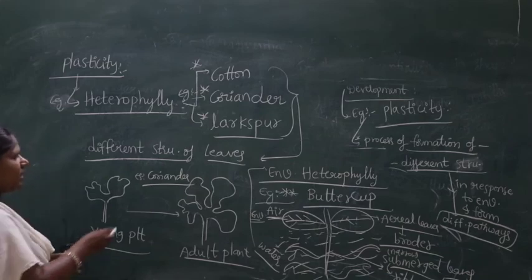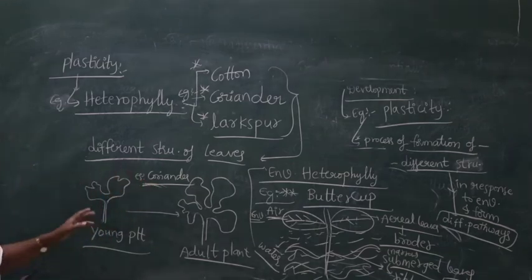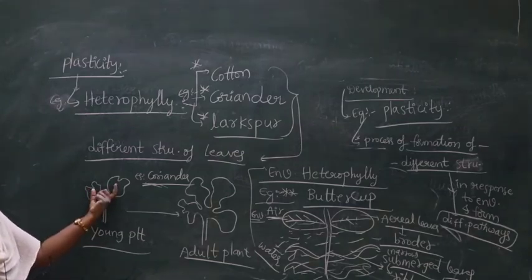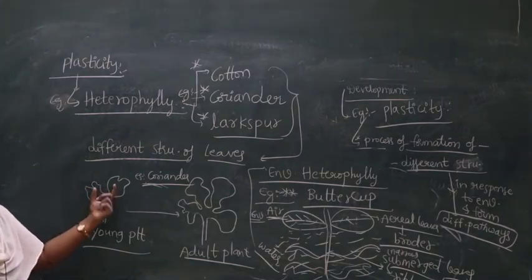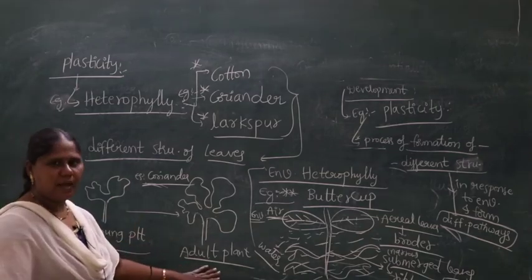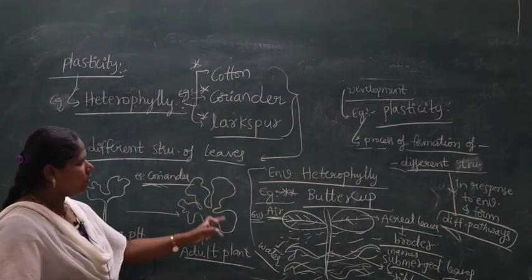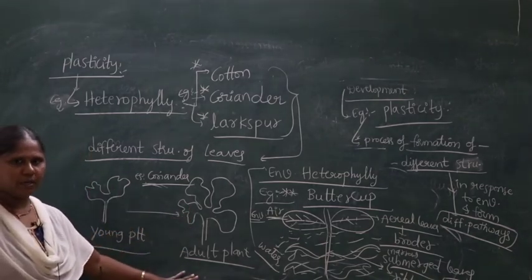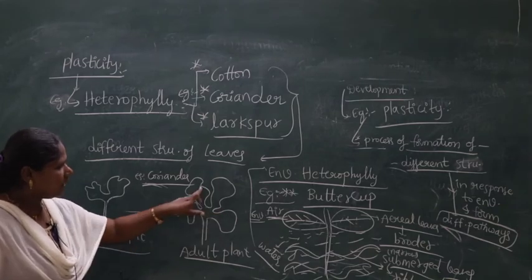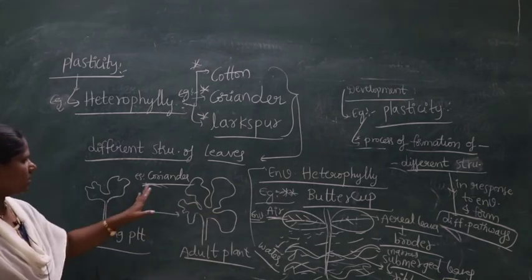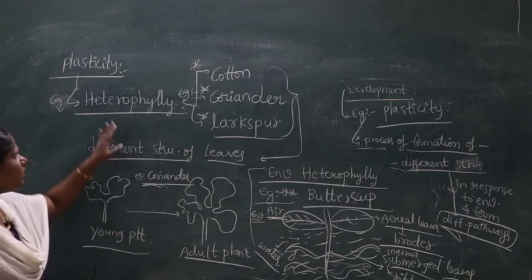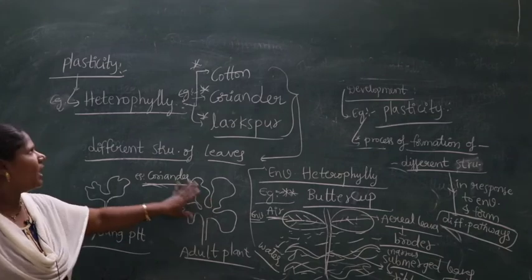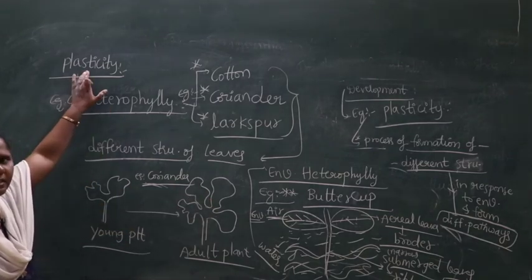For example, you can take coriander. A young plant has two small lobes, a very simple structure. But when the young plant converts into an adult plant, you can see the leaf has many lobes. So here coriander is the best example which shows heterophylly, the formation of different structures within the leaf, and heterophylly is a good example of plasticity.